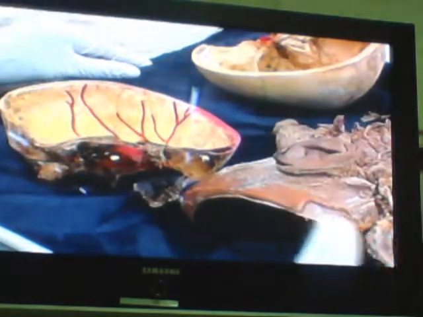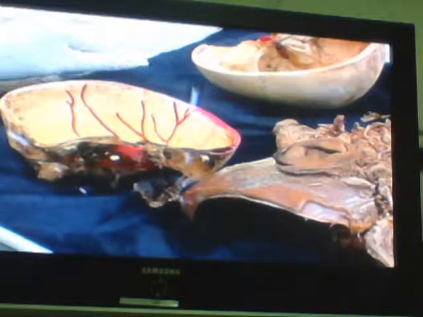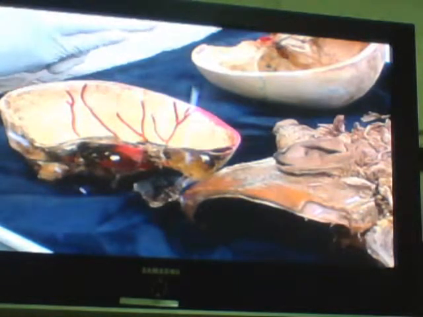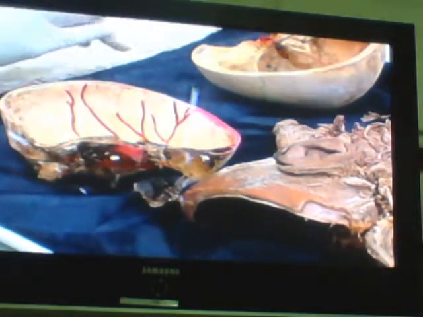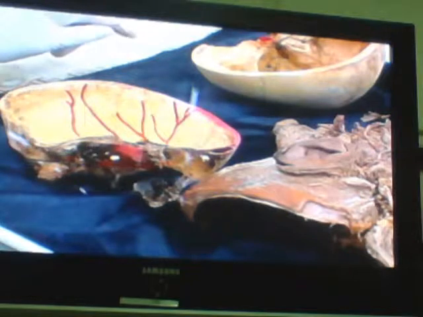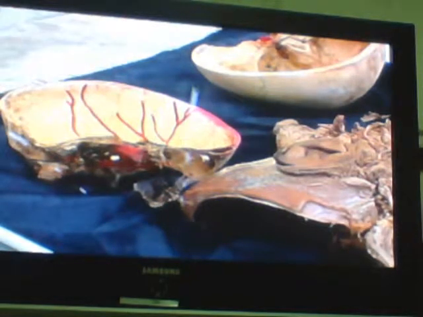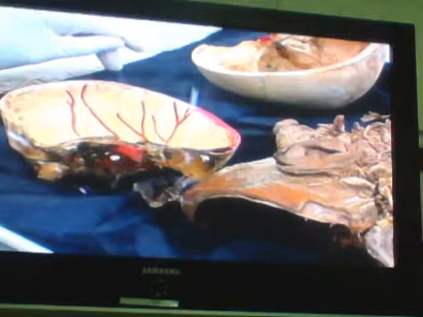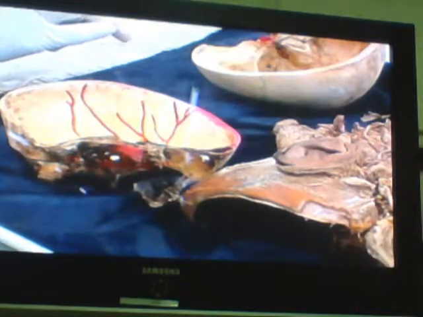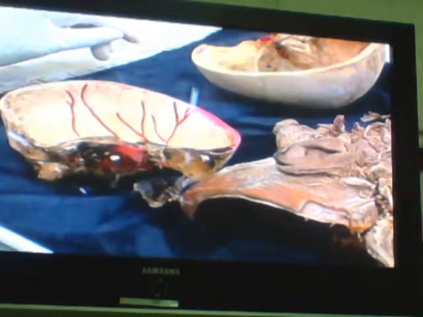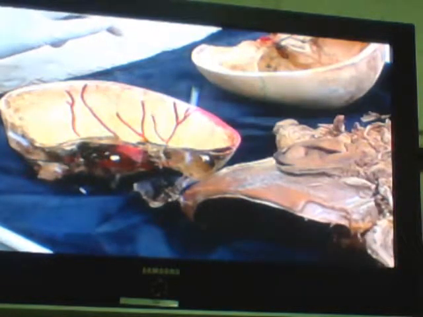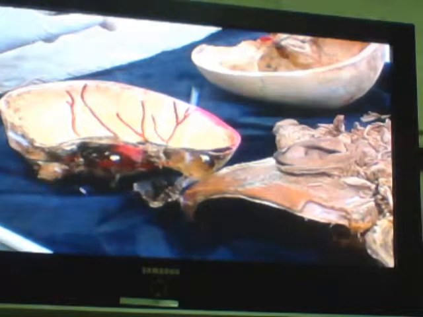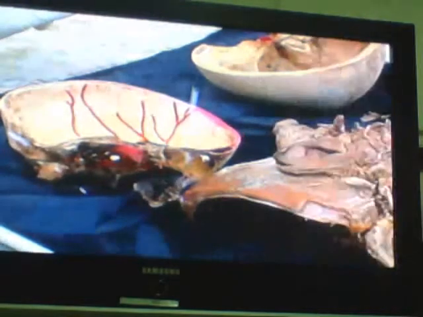3 and 4 coming from the midbrain, 3 from the level of the superior colliculus and 4 from the level of the inferior colliculus. 5 is directly on what? Pons. Remember we said the position where it is a landmark for what? The position of 5 on the pons is a landmark for 2 things.